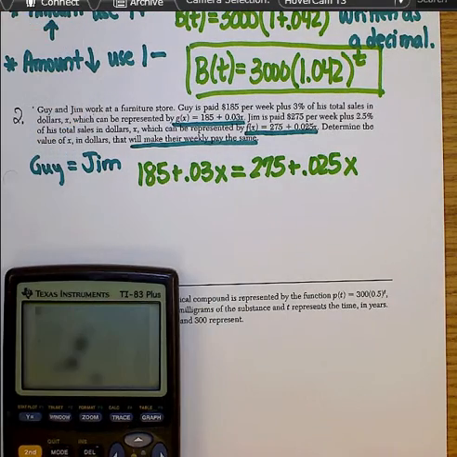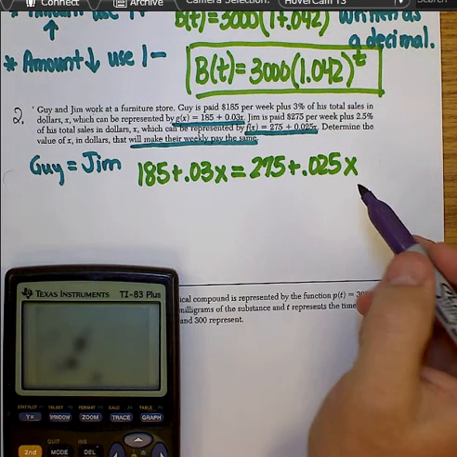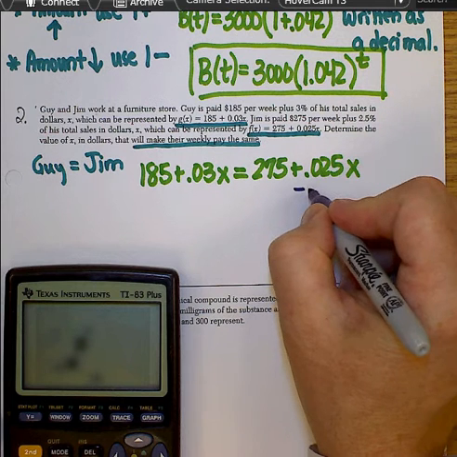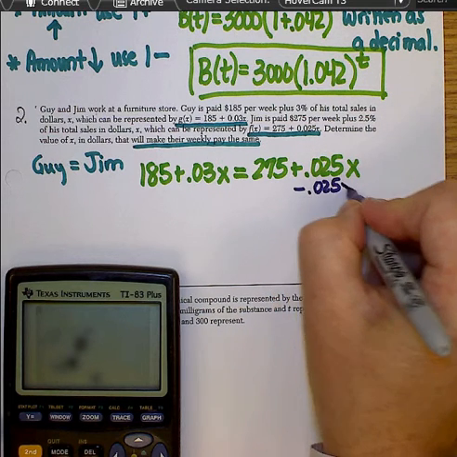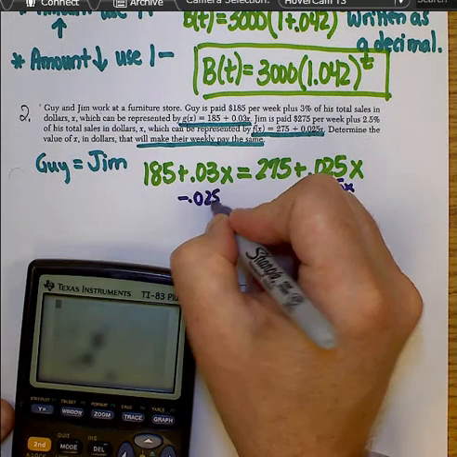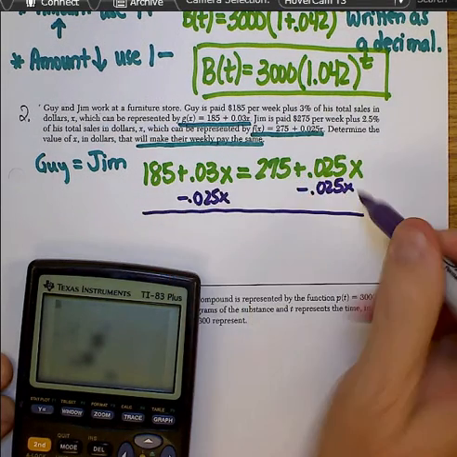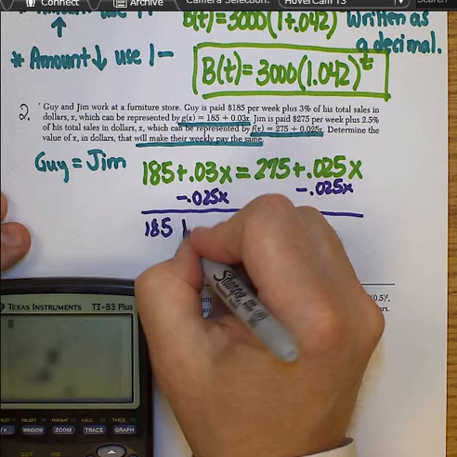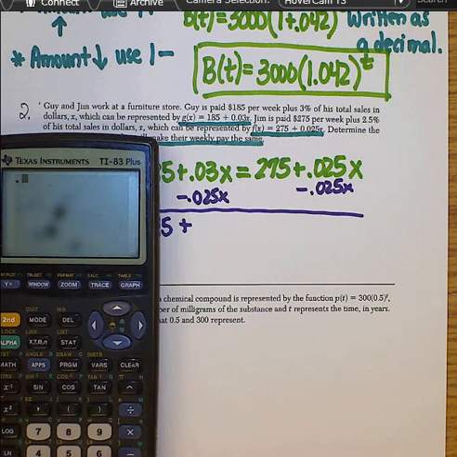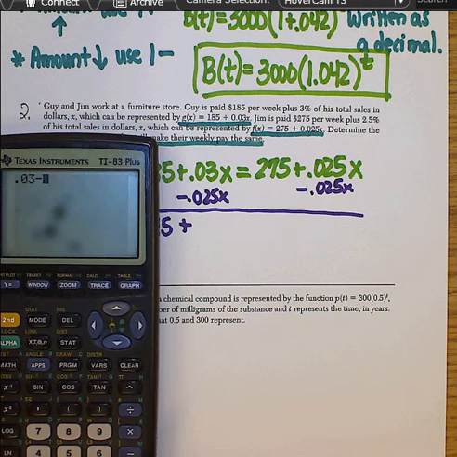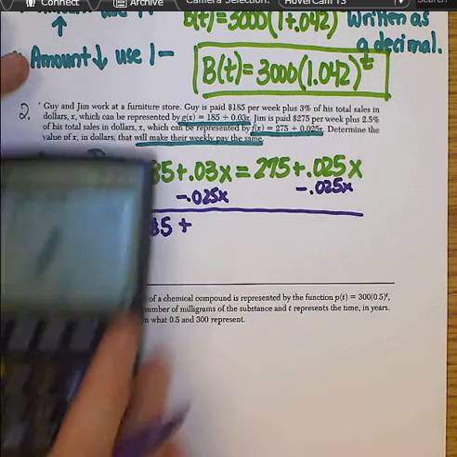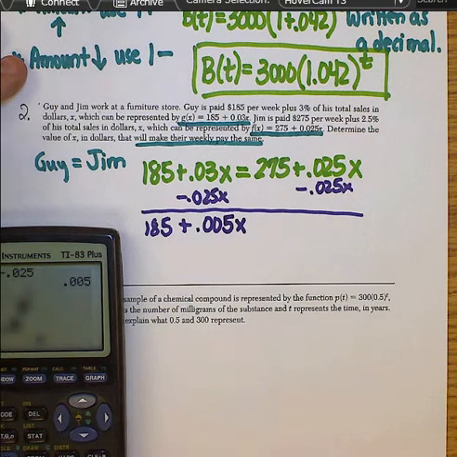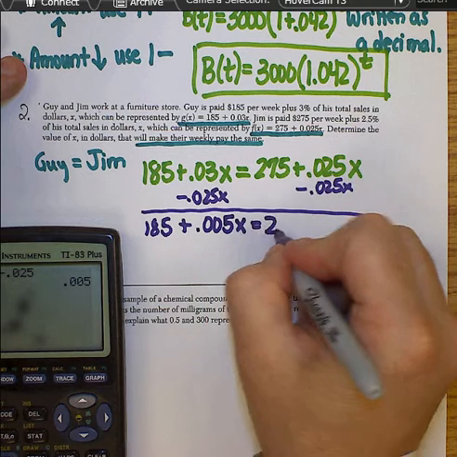All right, so now I want to get x by itself. So if you want to get x by itself, I'm going to find out which one's the larger x value. That's right here. I'm going to leave it alone. So I'm going to bring the other one over. It's a positive, so I'm going to subtract 0.025x from both sides. You can draw your line. All right. This is 185 plus, and you can do it on the calculator. We got 0.03 minus 0.025 equals 0.005x, equals 275.